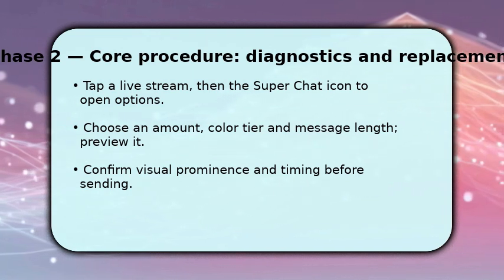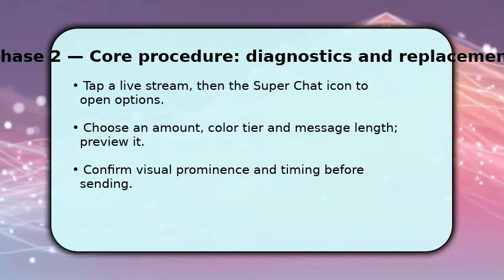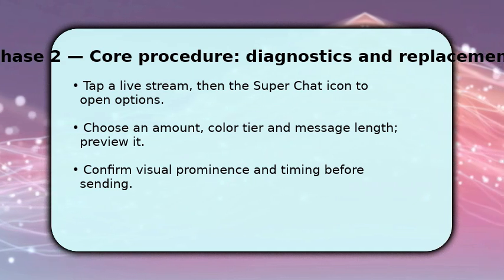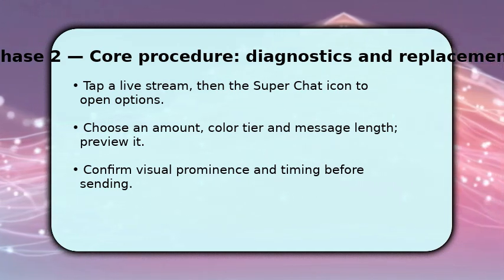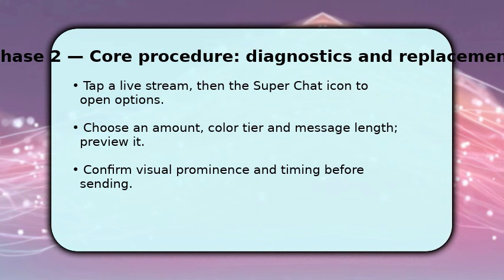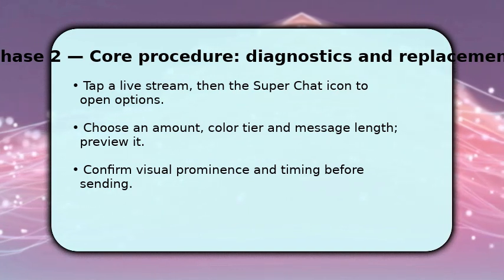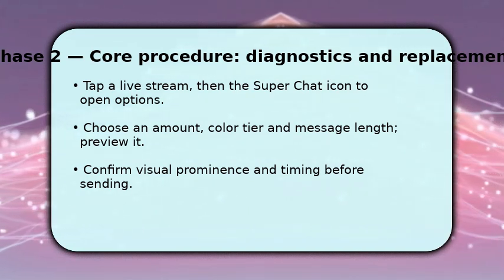Type your message and check for length limits, then confirm. Once done, authorize payment. The message will pin or highlight according to the tier. Make sure to monitor how long it remains visible and act quickly if you need a change.